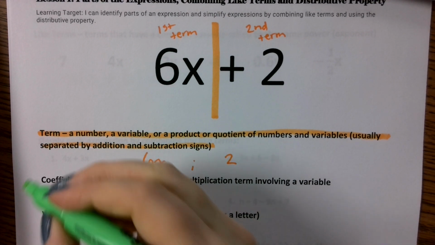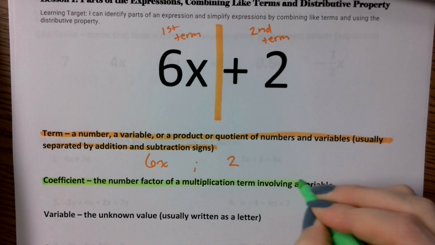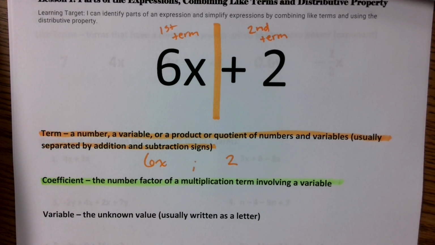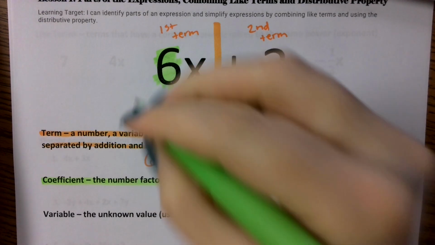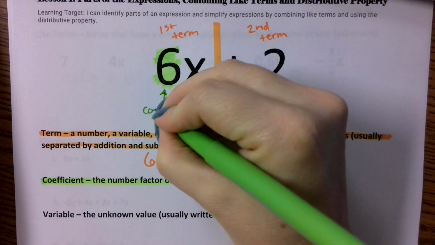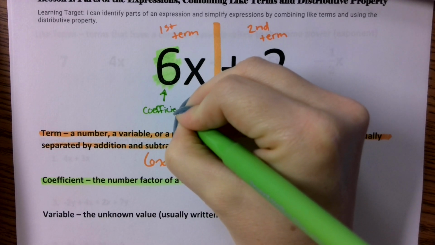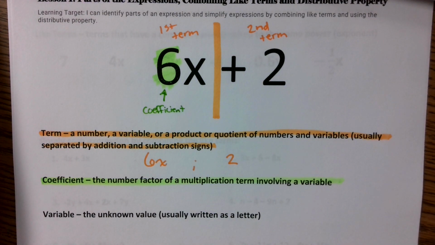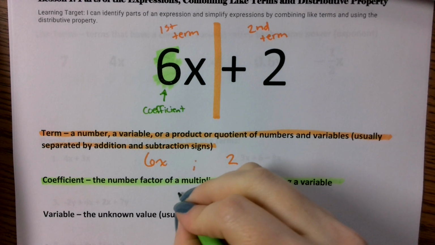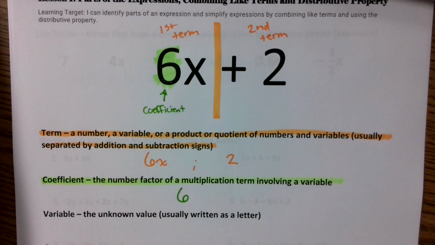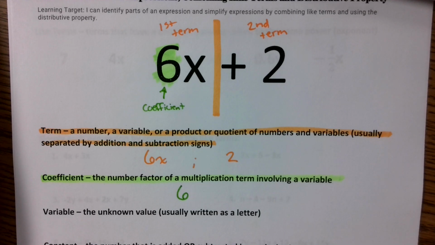Okay, then we've got our coefficients. Now our coefficient is going to be attached at the hip with your variable. It's being multiplied to the variable, or indicating how much of a variable you actually have. So in this case, the only coefficient that we have represented here is the 6. Now, a lot of you yesterday were making a mistake by, instead of putting just 6, you were putting 6x. But again, 6x is not a coefficient. 6x is a term. 6x is an entire term. 6 is the coefficient. That is the multiplier to our variable, which is our next thing.